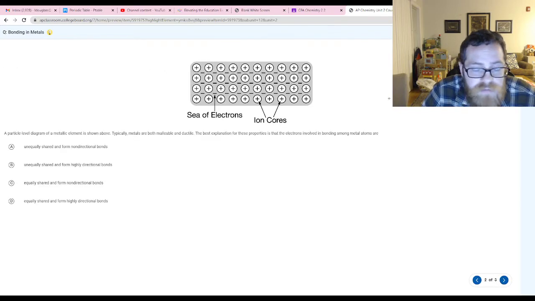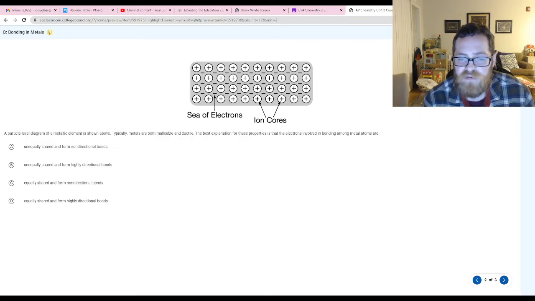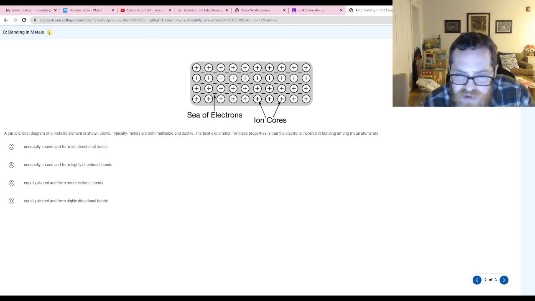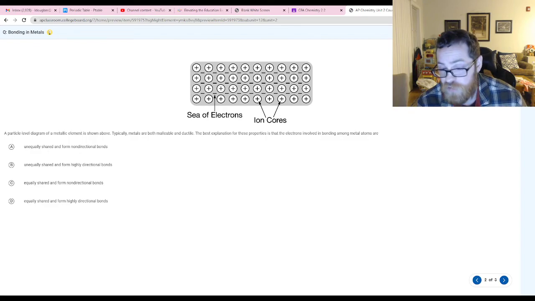Let's keep going. This is a particle level diagram of a metallic element. Metals are usually malleable and ductile. A quick refresher on what that means. Malleable means it can be shaped. Think forging and blacksmithing: whacking it with a hammer to put it into a different shape with force. Ductile means that it can be drawn out into a wire. That is a unique property of metals.